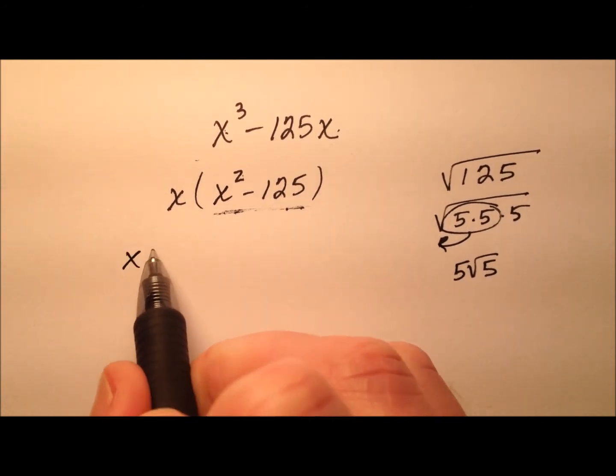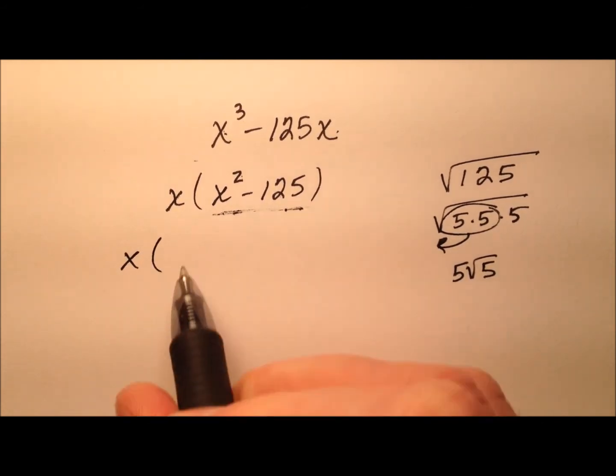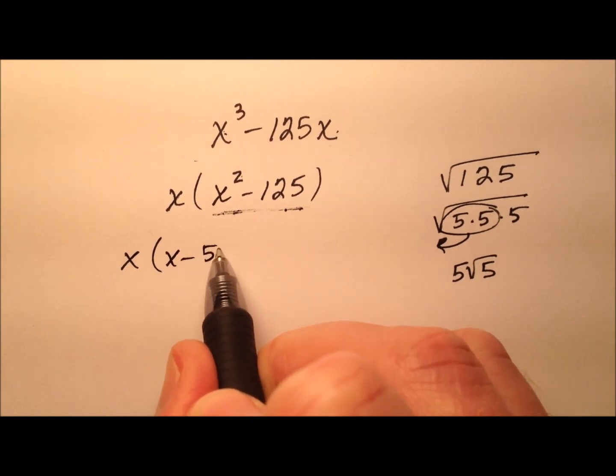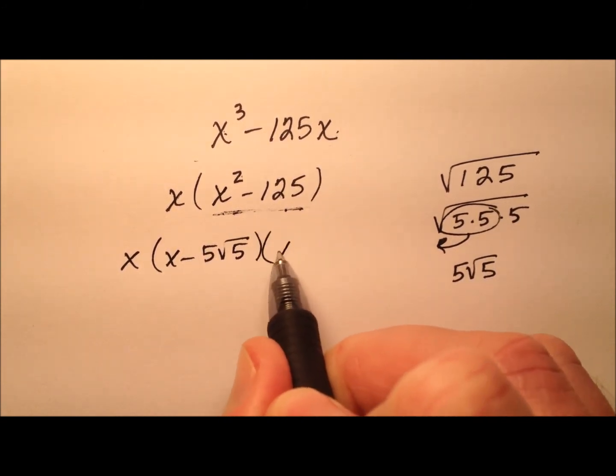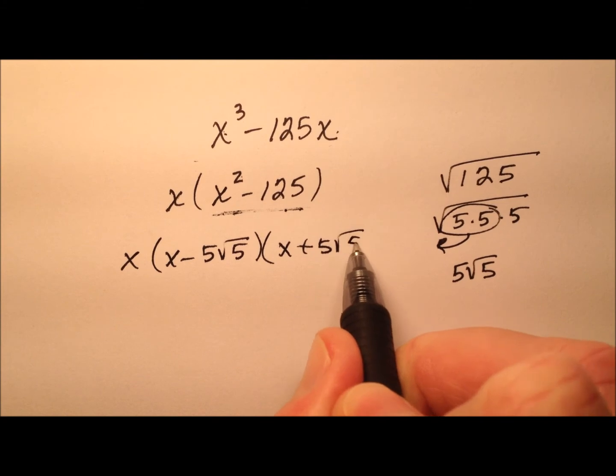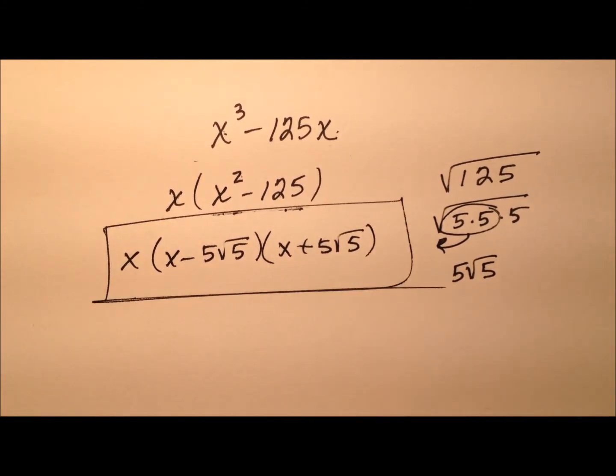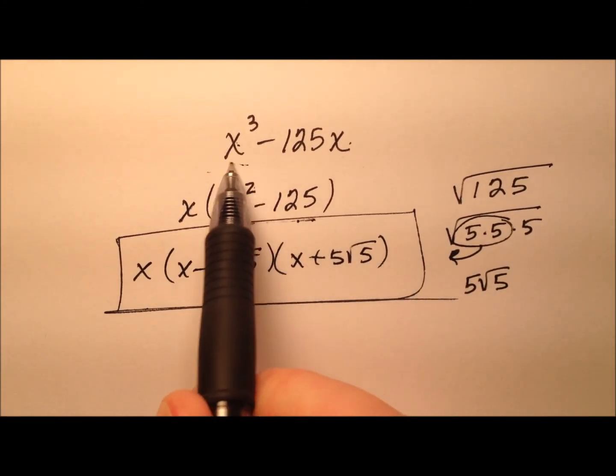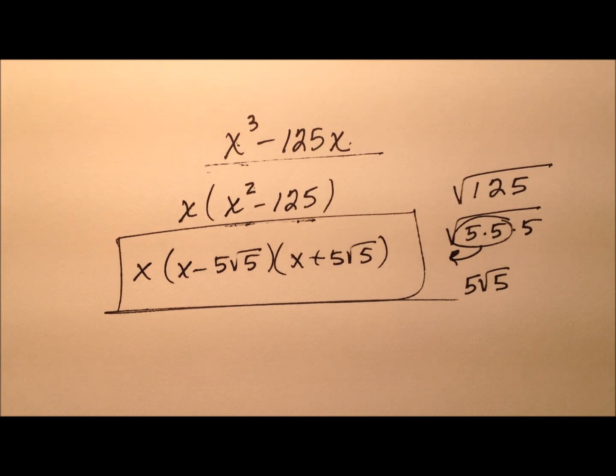So what we can say is we have this x as the greatest common factor, and then x minus 5 times the square root of 5, and x plus 5 times the square root of 5. And this will be a nice factorization for this x cubed minus 125x.